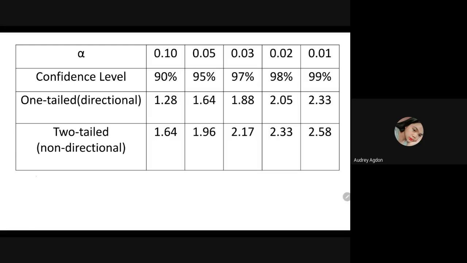Recall that less than, greater than, greater than or equal to, and less than or equal to are one-tailed, meaning directional. There is only one critical value. If the problem uses less than, the critical value is to the left. If the problem uses greater than, the critical value is at the right. While equal and not equal are for the two-tailed. So it is extremely important that you identify whether the problem is one-tailed or two-tailed.